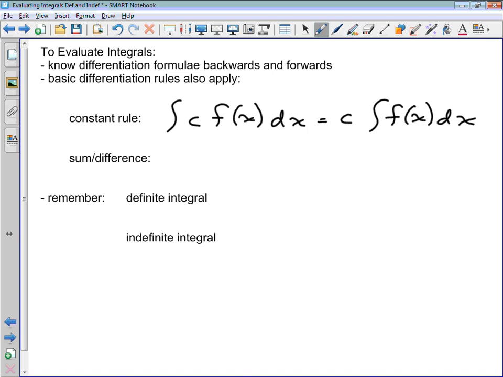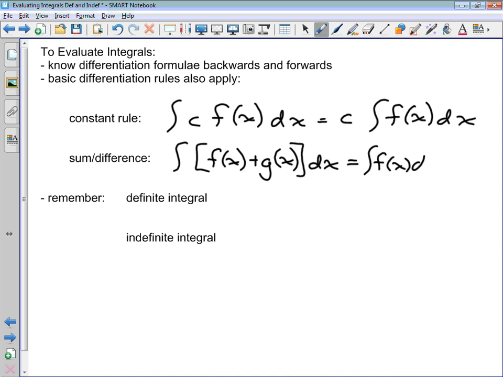We can have sum and difference formulas in here. If you're doing the integral of two functions, f at x plus g at x, you can, of course, break that into two separate integrals: the integral of f at x dx plus the integral of g at x dx.